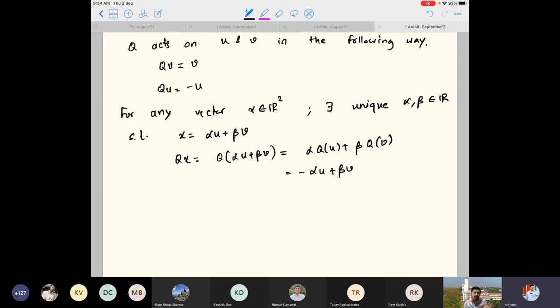So now I have to construct the matrix Q which will have this particular action. So what is the aim? The aim is to construct Q with this property. How will we proceed? What will we do?